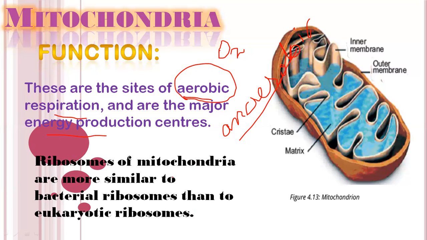The ribosomes of mitochondria are more similar to bacterial ribosomes than to eukaryotic ribosomes. It also has its own ribosomes. So it resembles bacteria because they are very, very small compared to the ribosomes which are present in the cell. So their size is the same as the size of bacterial ribosomes.